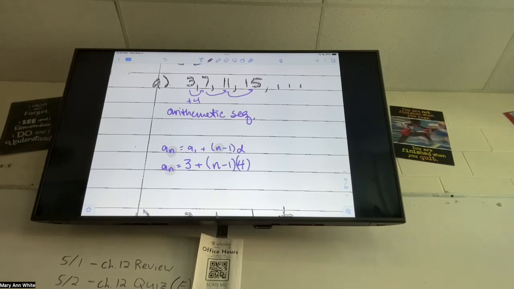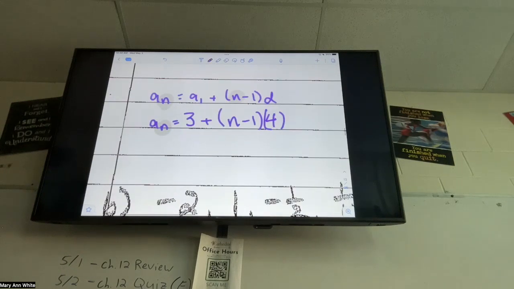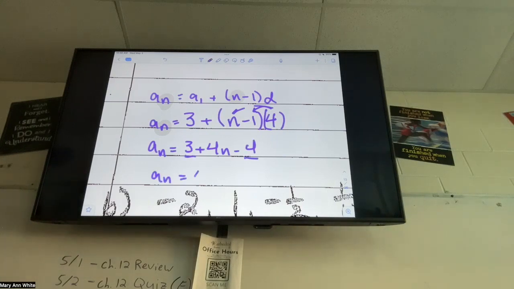I'm going to keep it as just a positive 4. If this was minus 4, it would become a negative 4 in there. So just match whatever sign you have. All right, let's simplify. Let's just multiply this 4 to everything, and then we'll combine like terms. A sub n equals 3 plus 4n minus 4. And then we can add 3 and negative 4 to get negative 1. So a sub n equals 4n minus 1.